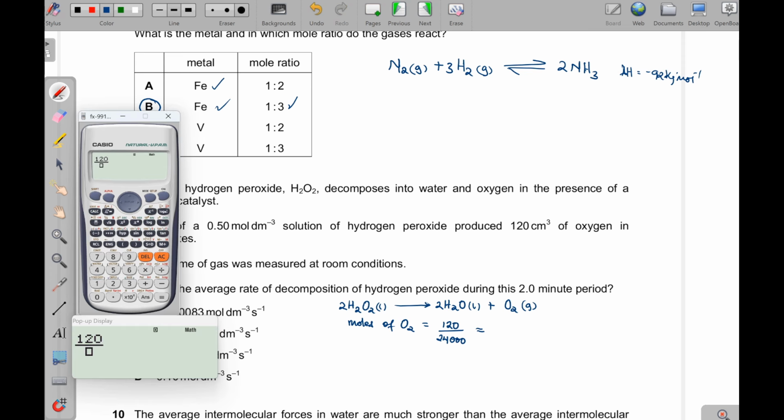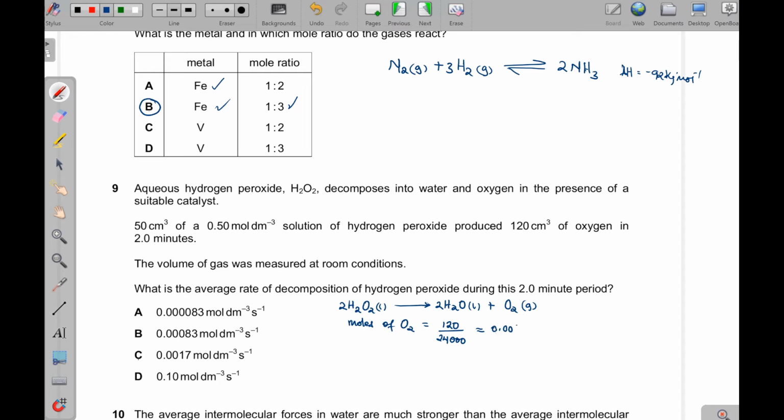120 divided by 24,000 gives us 0.005 moles of oxygen. Then moles of the peroxide that reacted. Now here we use the stoichiometry of the reaction. So this is 2 to 1. That means we shall multiply what we have gotten here by what? By 2. And this will be 0.01.